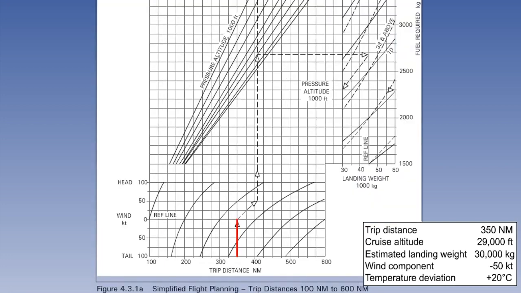Enter at the bottom with the trip distance of 350 nautical ground miles and move vertically to the wind component reference line. Parallel the wind component line to intercept the wind component, in this case 50 knots headwind. This line will go up and right for a headwind component and down and left for a tailwind component. From here, go vertically up to intercept the chosen pressure altitude line of 29,000 feet. Go horizontally right to the next reference line, which is the landing weight reference line.